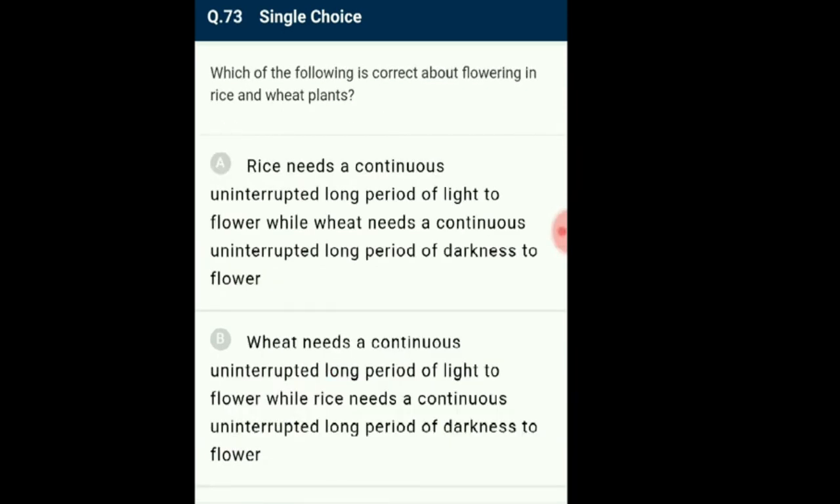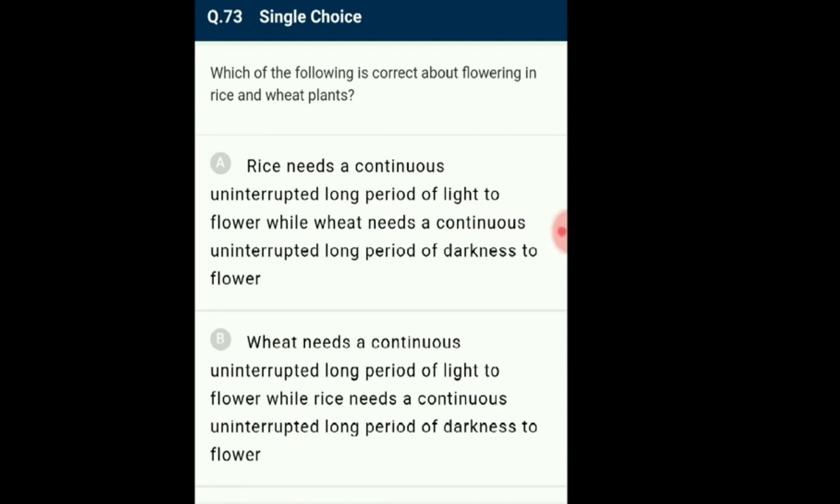Question number 73. Which of the following is correct about flowering in rice and wheat plants? Wheat is a long day plant. These plants flower only when they are exposed to critical photoperiod or photoperiod longer than the critical day length. They need a continuous light period for flowering.